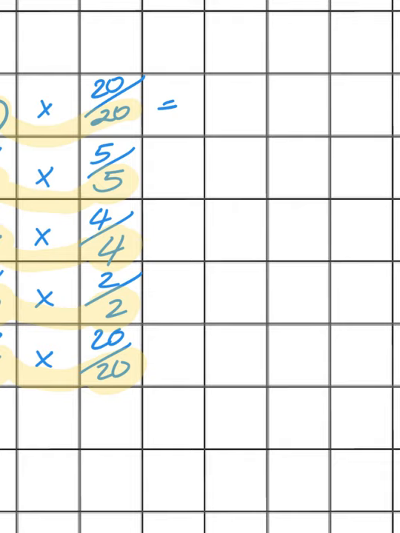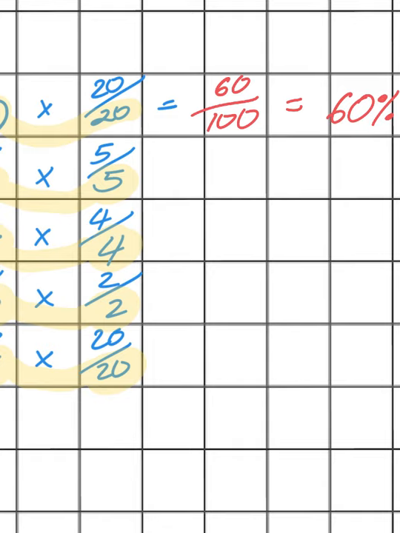So, 3/5 multiplied by 20 over 20. We'll start with the numerators. 3 20s is equal to 60. 5 20s is equal to 100. 60 over 100 is equal to 60%.